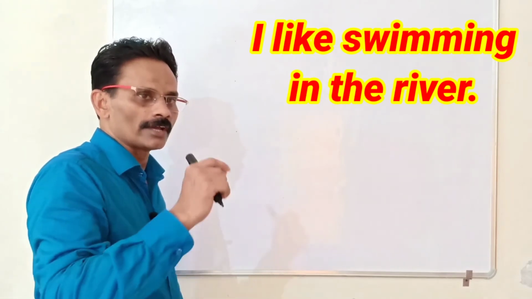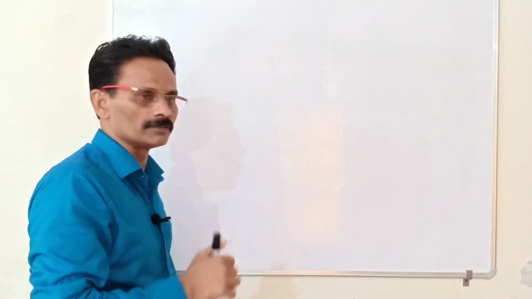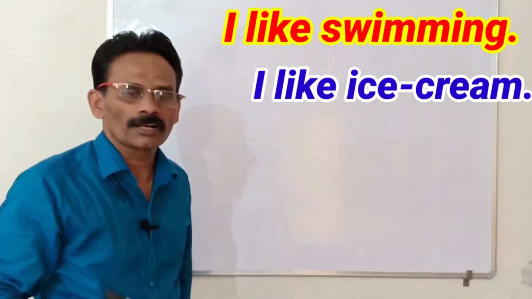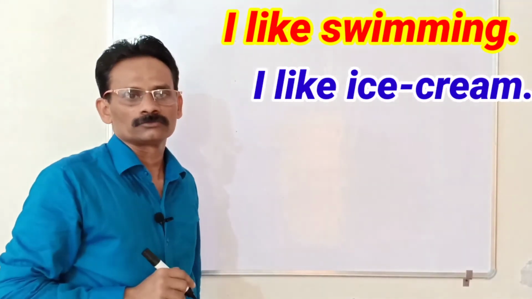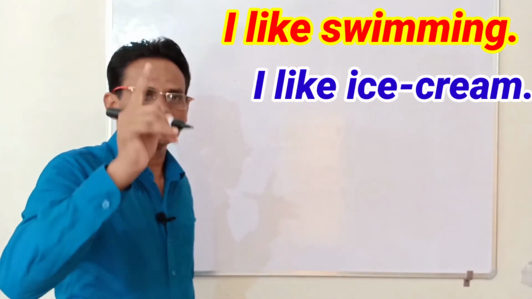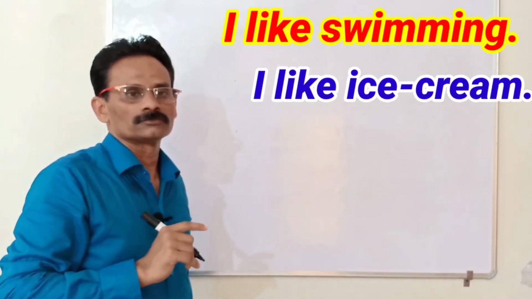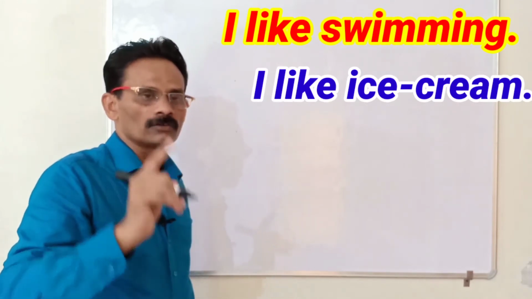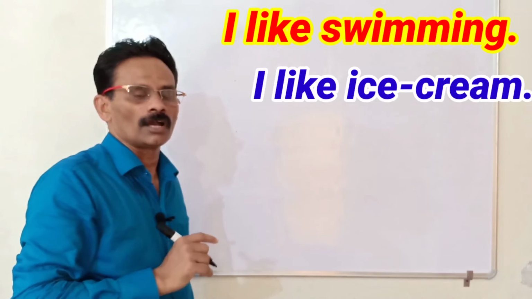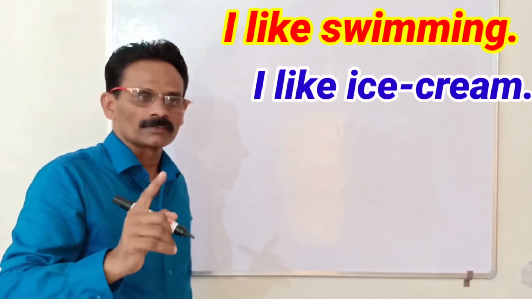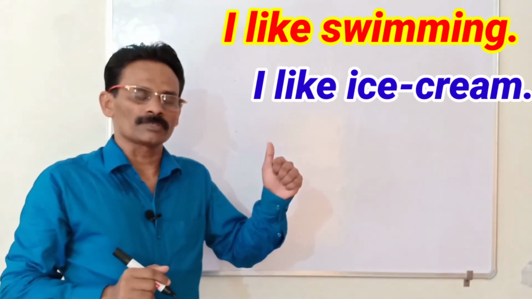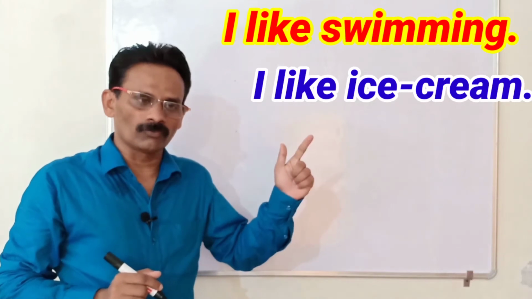Now, let's compare a sentence with a noun. I like ice cream. Here, ice cream is a noun. Now, I like swimming. Swimming is like a noun. Just like ice cream is a noun, swimming also is a noun. And therefore, a gerund can be the object of the verb. So a gerund can be the subject of a verb, object of a verb.